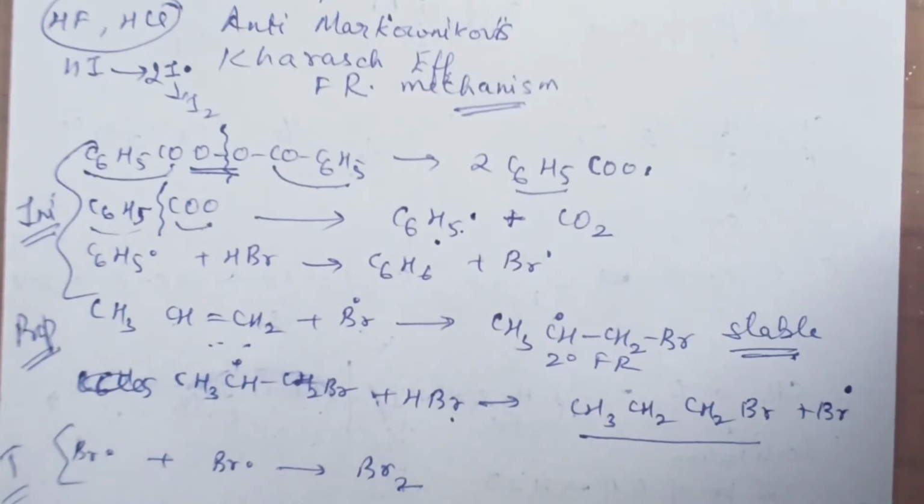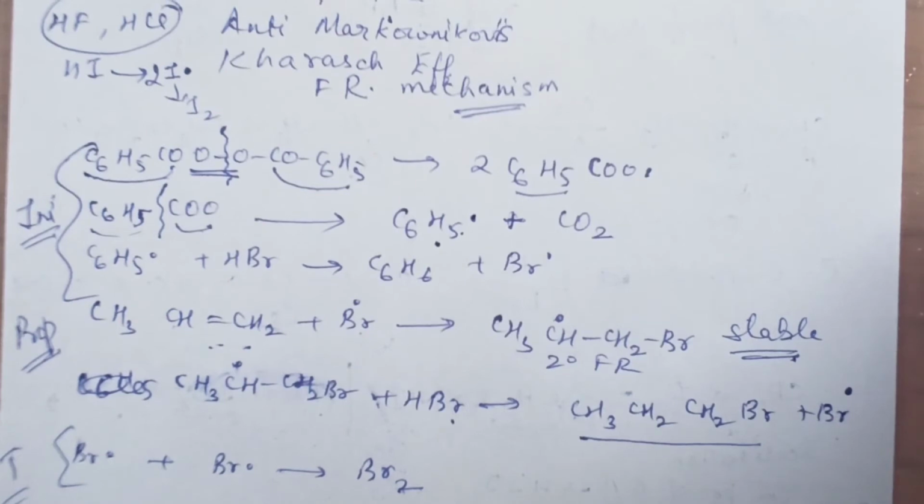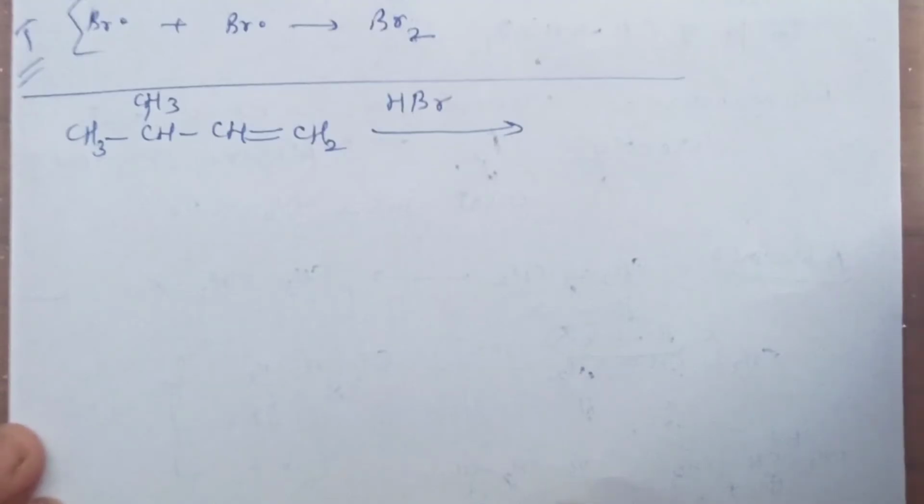Anti-Markovnikov rule will be applicable, which is also called the Kharasch effect. Else, if any other HX is added, it is always Markovnikov's rule. Now, one very good question we are going to discuss.